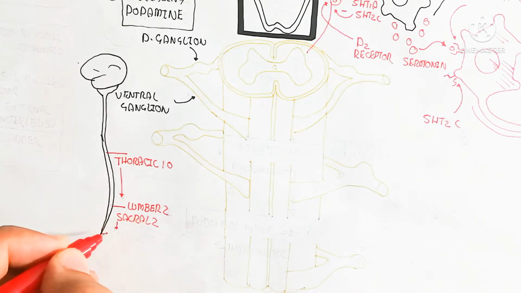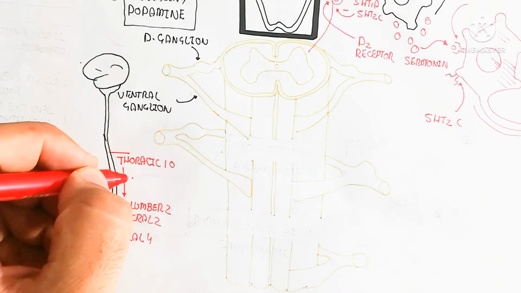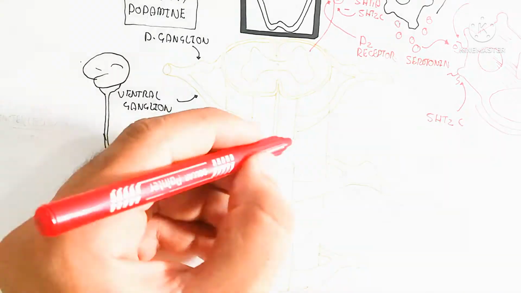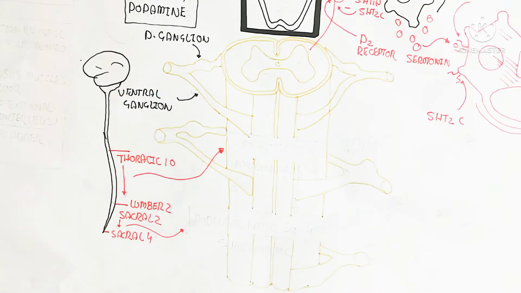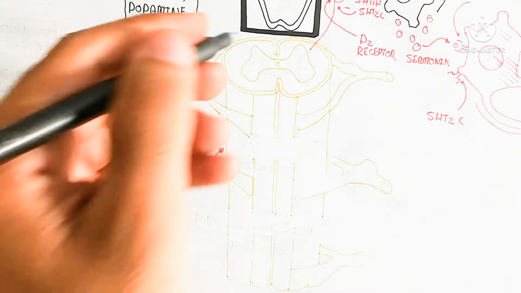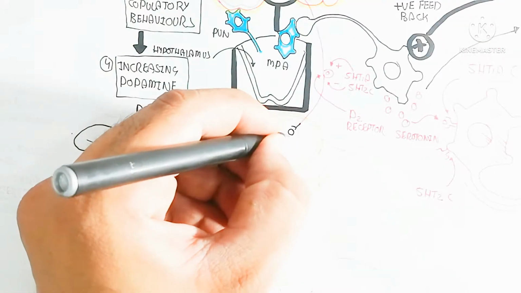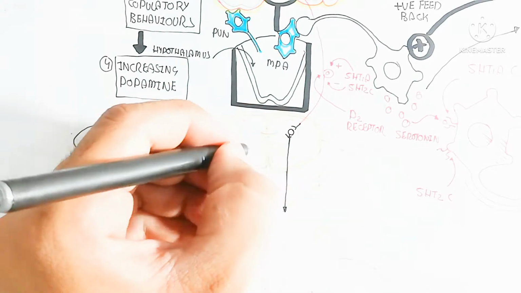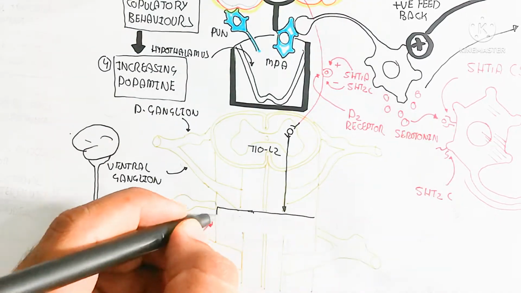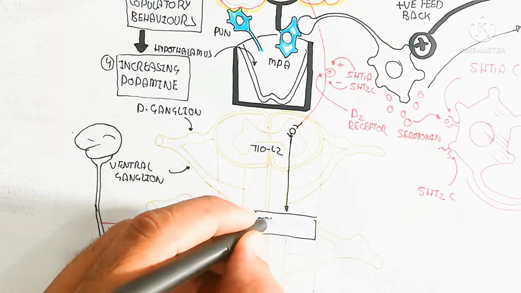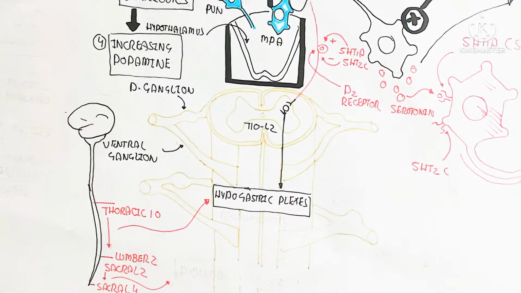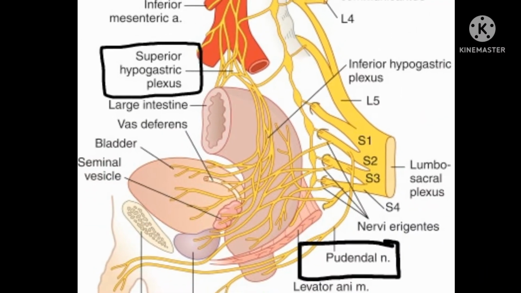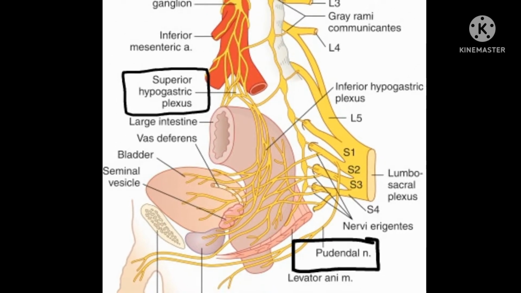So this is the spinal cord containing the thoracic 10 to lumbar 2 spinal cord region, and the sacral 2 to sacral 4 ganglion, involved in ejaculation and the ejaculatory process. In this way, this is basically the nerve, which has the 5-HT receptor, and you can see this in this diagram.